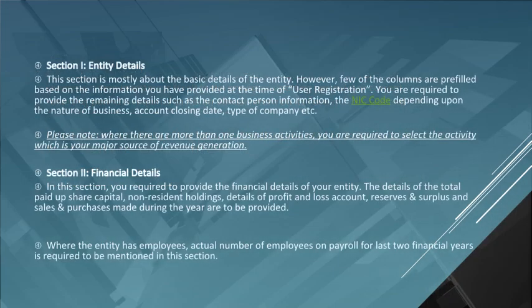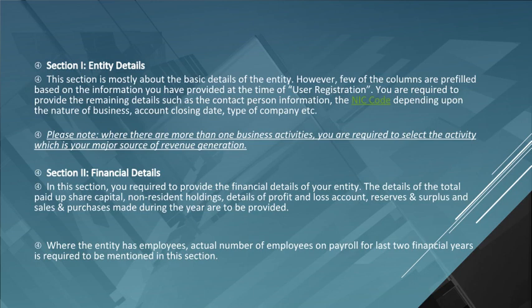Section 1. Entity Details. This section is mostly about the basic details of the entity. However, a few of the columns are pre-filled based on the information you have provided at the time of user registration. You are required to provide the remaining details such as the contact person information, the NIC code depending upon the nature of business, account closing date, type of company etc. Please note, where there is more than one business activity, you are required to select the activity which is your major source of revenue generation.